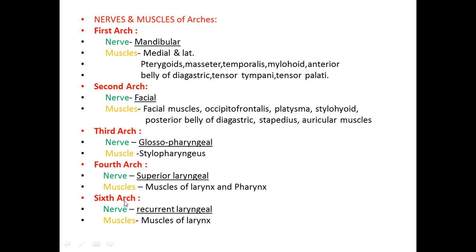When we come to the sixth arch, the fifth arch will disappear. So the sixth arch nerve is the recurrent laryngeal nerve. And the muscles, again, they are concerned with the larynx. So a few muscles of the larynx are supplied by this recurrent laryngeal, and some of them are supplied by the superior laryngeal. So in this way, the fourth arch nerve is superior laryngeal, and the nerve of the sixth arch is the recurrent laryngeal nerve. So this slide explains the nerves and muscles derived from the first arch, second arch, third arch, fourth arch, and sixth arch. So one should remember the nerve of each arch and the muscles derived from these various arches. Cartilaginous structures we have seen in the last slide.